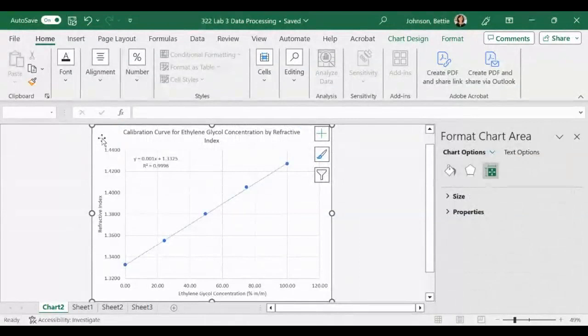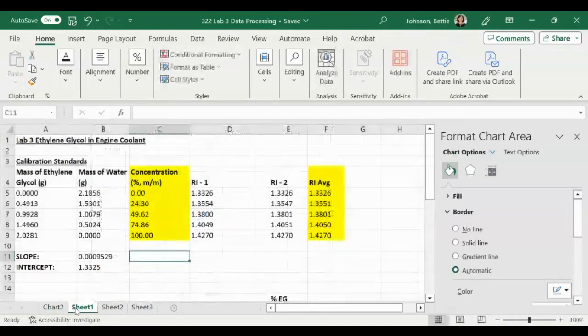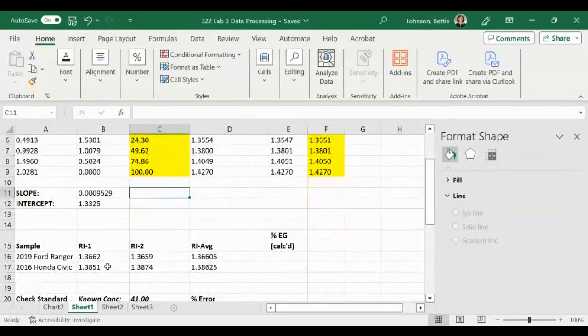Okay, so we have the calibration curve, and that calibration curve can be copied and pasted into Word for your lab report. Let's go back to the data, and now we're ready to use the slope and the y-intercept. You want to make sure that the slope on your chart and the slope that we calculated in the spreadsheet are the same value, and yes, they are.